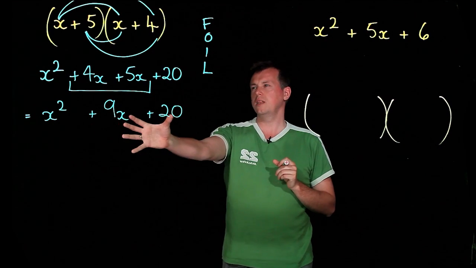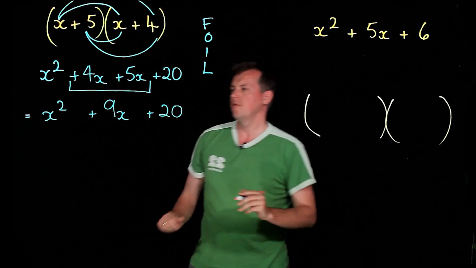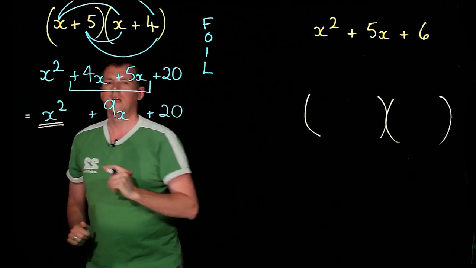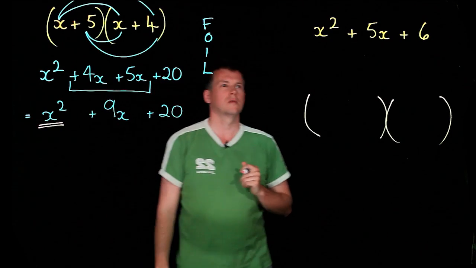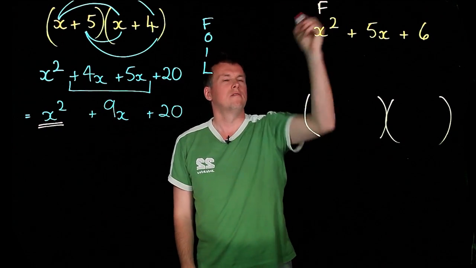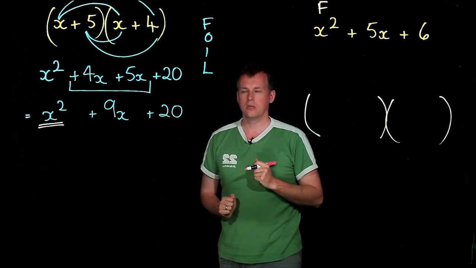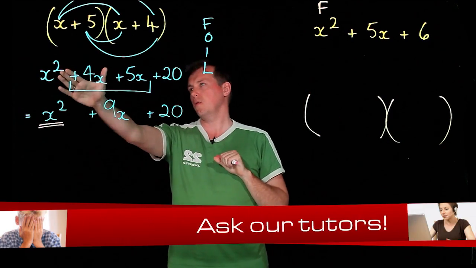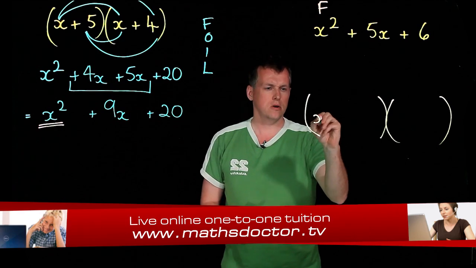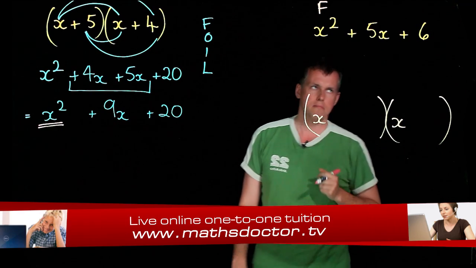If we look at what we did when we expanded, this x squared term here came from multiplying together the first two terms. It came from the F of FOIL, the first two terms. Because we've got x squared, in a similar way as we had x squared over here, our first two terms in each of the brackets must be x.